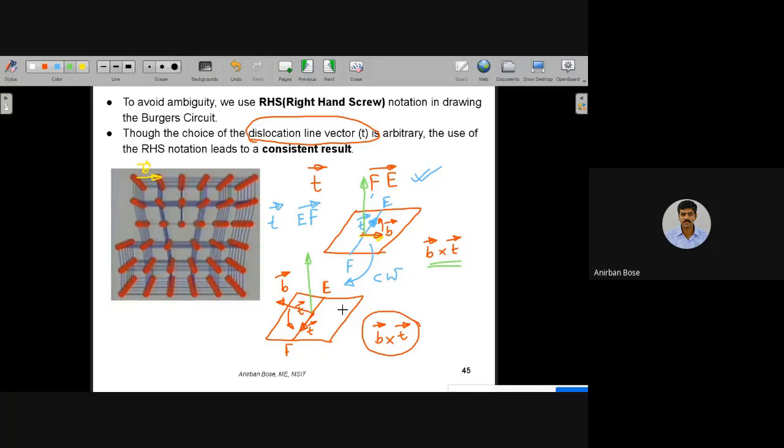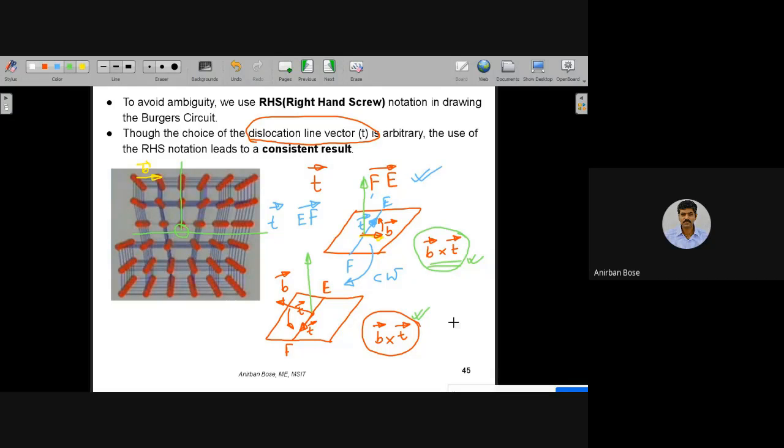So in both cases, whether you consider the direction of T as E to F or F to E, what you finally get is the consistent result of B cross T. And this B cross T actually indicates the direction of the part plane. That means if this is the slip plane, you observe the part plane is above the slip plane, and this plane is actually missing. That means this is the dislocation region.